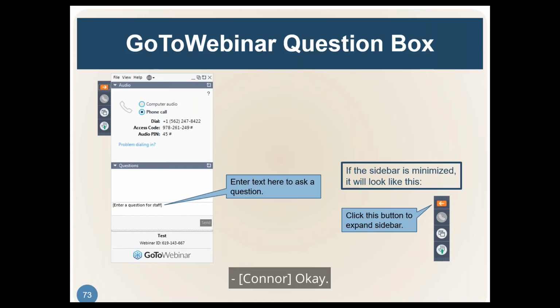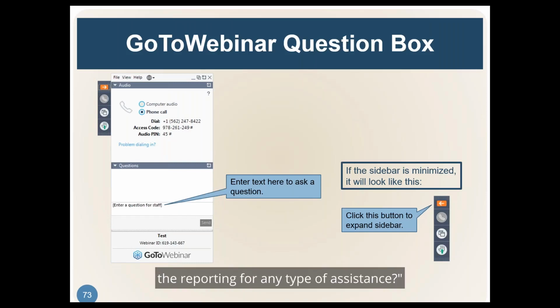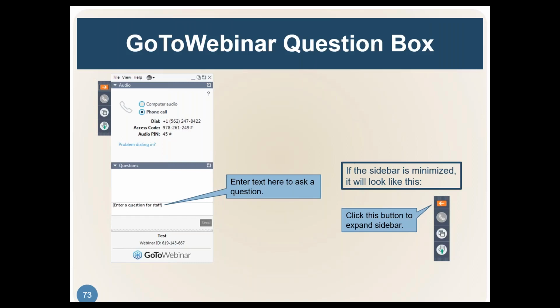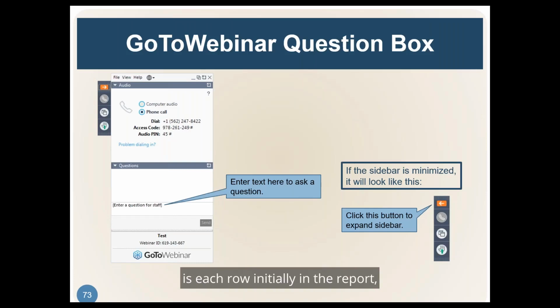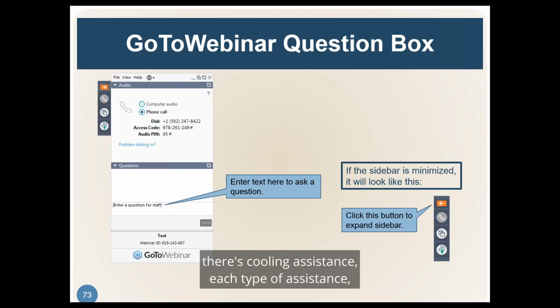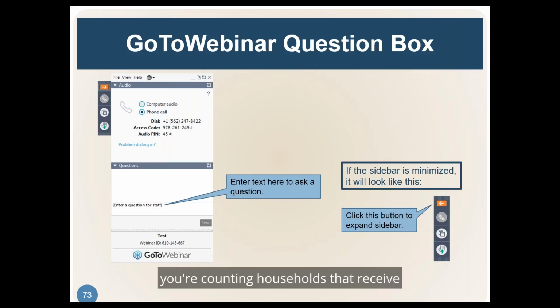Okay, so one is just, can you explain again the reporting for any type of assistance? Yeah, one way to think about it is each row initially in the report, each item, there's heating assistance, there's cooling assistance, each type of assistance. You're counting households that receive that type of assistance.